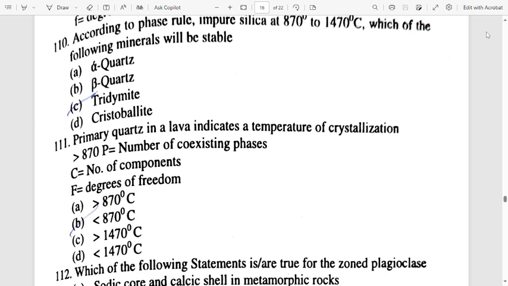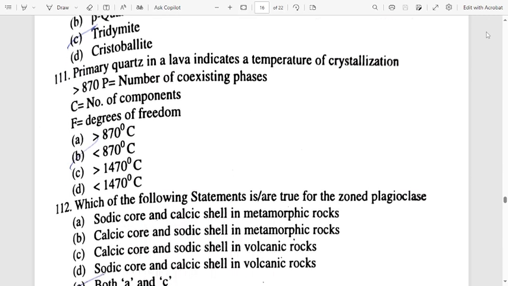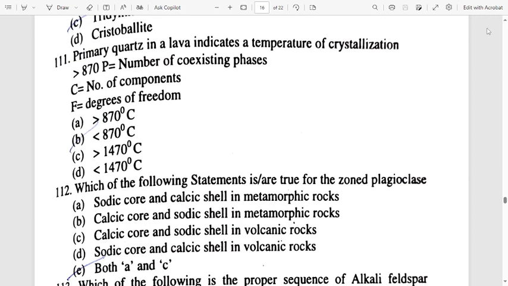P is equal to number of coexisting phases. C is equal to number of components. F is equal to degree of freedom. Okay, less than 870 degrees centigrade.